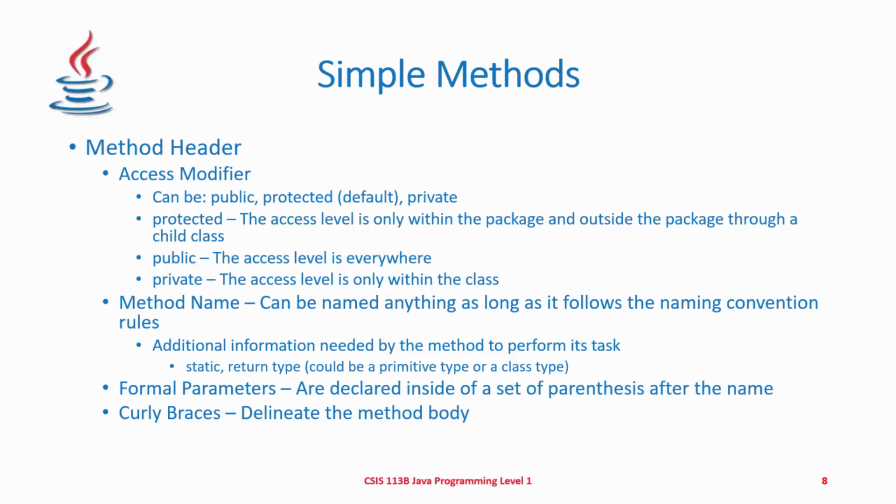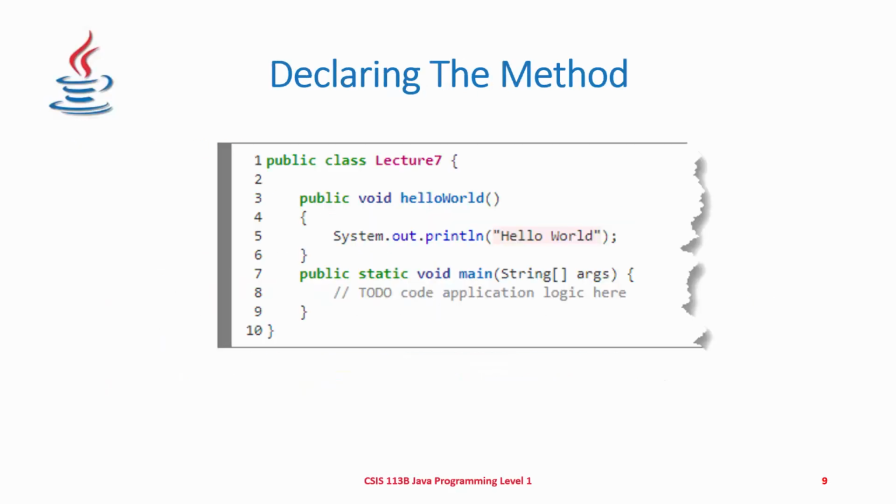Formal parameters are declared inside the set of parentheses after the method name. The example we saw just had an empty set of parentheses, but when we get to the example of methods that accept parameters, we'll talk about that more in depth. Essentially, inside those parentheses you have to define the data type and how many parameters can be accepted by the method. And curly braces, as you saw on the previous slide, delineate the method body. So all the statements that make up the method go inside a set of curly braces.